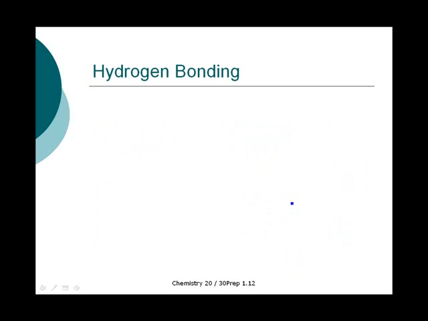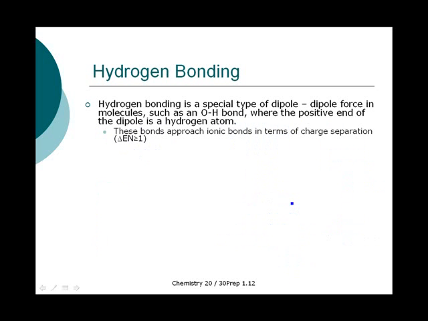A special type of dipole-dipole force is something called hydrogen bonding. The reason it's special is because it's strong. When hydrogen is bonded to an especially electronegative atom such as oxygen, the charge separation starts to approach the charge separation you'd find in an ionic bond.